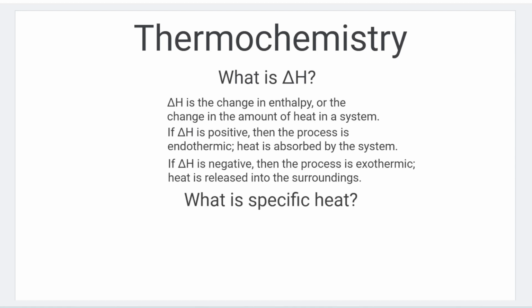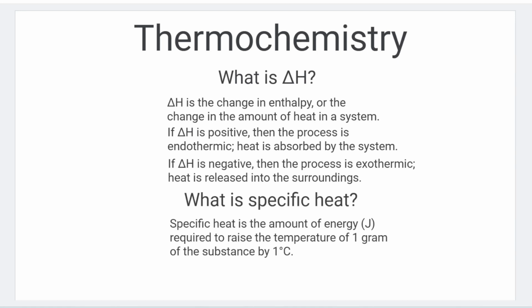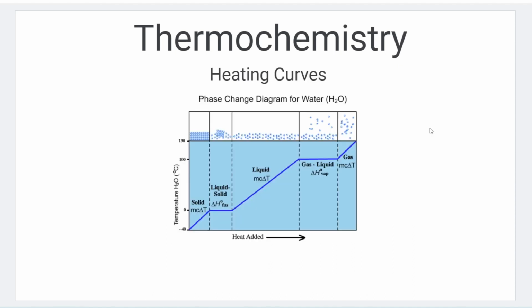What is specific heat? Specific heat is the amount of energy in joules required to raise the temperature of 1 gram of a certain substance by 1 degree Celsius. Every substance has its own unique specific heat. Let's take a look at a heating curve. This is a phase change diagram for water.